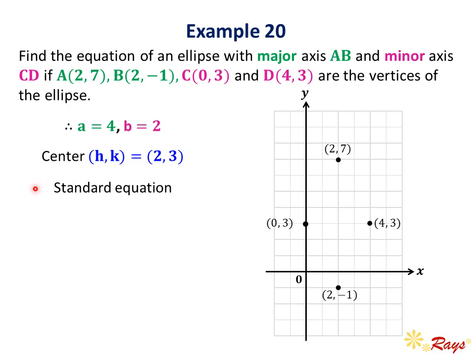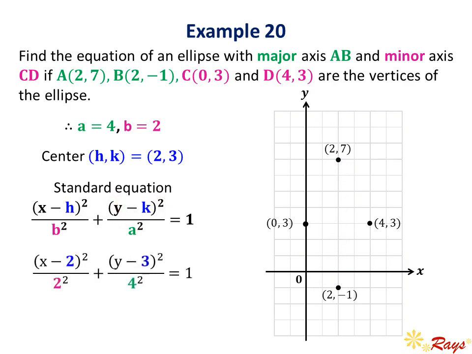So for the standard equation, we have to set a squared as the denominator of y squared, since we can see here that the major axis is parallel to y. So our a squared must be the denominator for y squared. Substitute all the values, the coordinates of the center h, k and the values of a and b. So therefore, this is the standard equation of the ellipse.